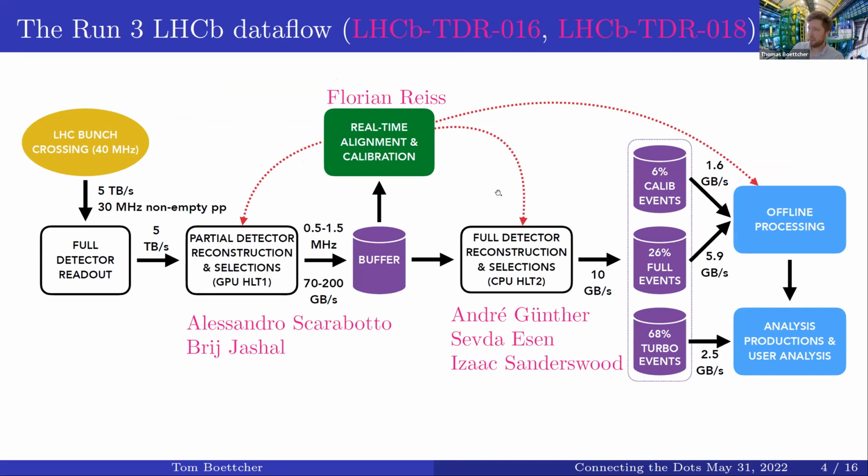This is a layout of the LHCb data flow in Run 3. The LHC bunch crossing rate is 40 megahertz, about 30 megahertz of that is non-empty. The detector will be read out, we'll read out every event, and this will be processed in this GPU-based trigger called HLT1. This is what Allen is, and this is what I'll be focusing on today. Some of that data is then buffered and then used in real-time alignment and calibration, which can then be used to perform a full offline quality reconstruction in HLT2. And then this data is saved to disk for further processing.